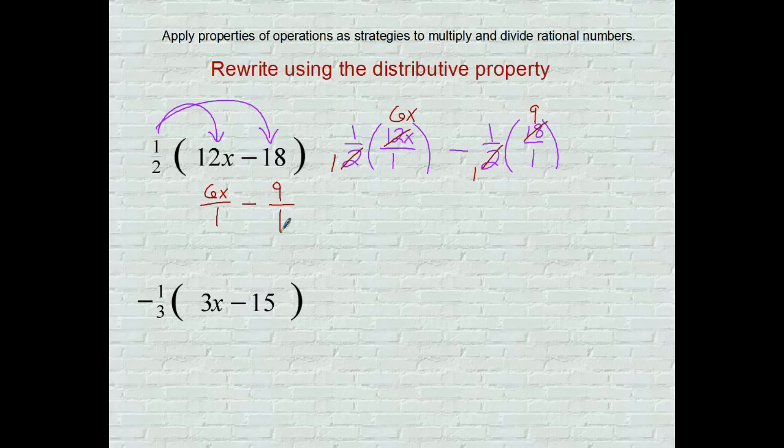So simplify that out. 6x over 1 is equal to 6x. 9 divided by 1 is 9. So we just used the distributive property with a rational number touching it on the outside. A rational number product.